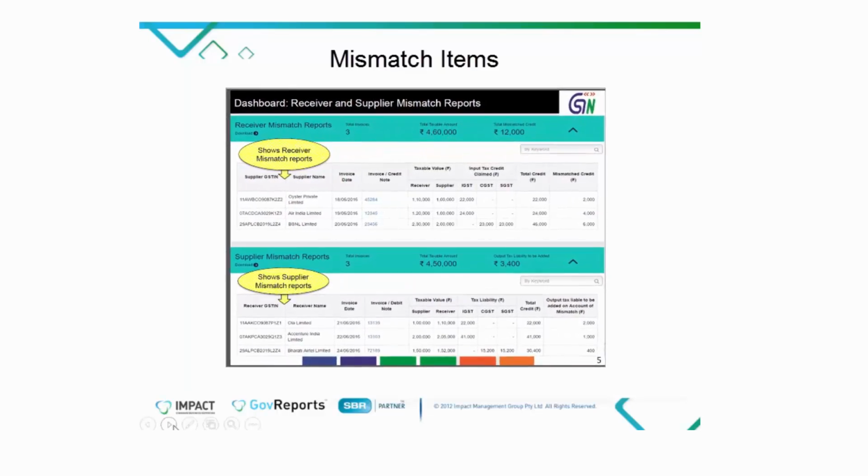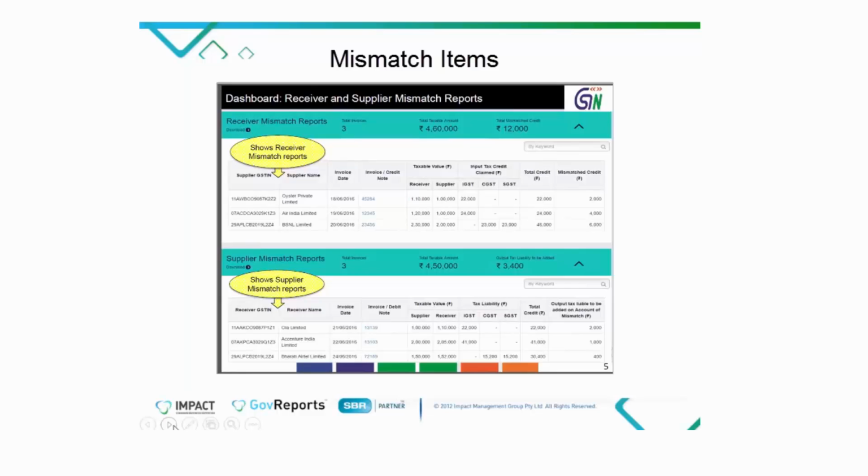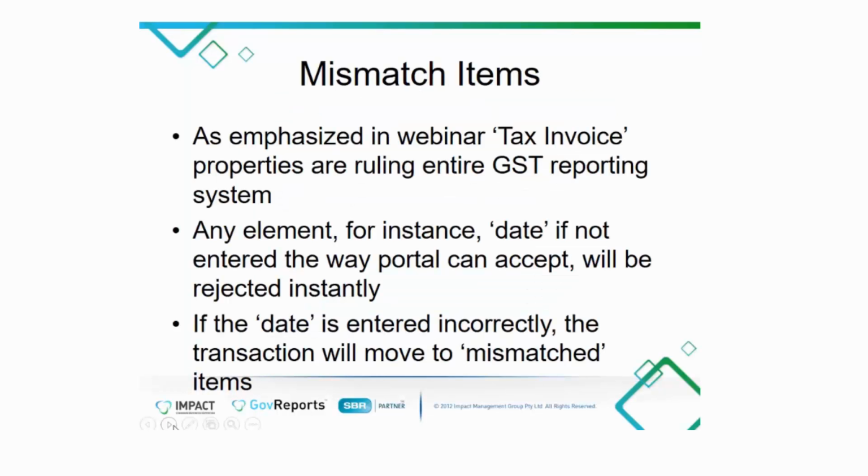So when we start entering the Excel workbook into the common portal, we used to get some mismatched items, which we can see like this. As emphasized in our webinar, tax invoice properties are ruling the entire GST reporting system. Any element, for instance date, if not entered the way portal can accept, will be rejected instantly. If the date is entered incorrectly, the transaction will move to mismatched items.